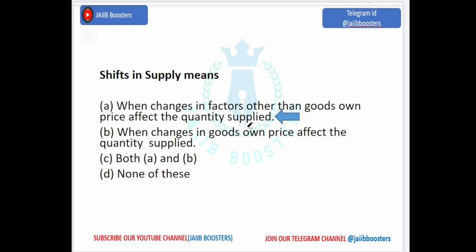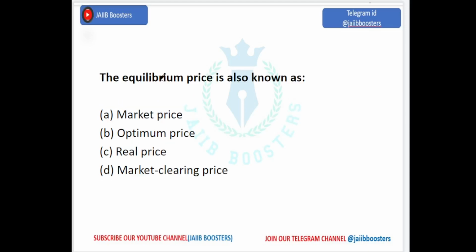The answer is when changes in factors other than the good's own price affect the quantity supplied. If we are supplying something, not only the good's price is the factor. There are so many. By changing those factors also there is a shift in supply, right? The equilibrium price is also known as market price, optimum price, real price, market clearing price. What is the answer? Market clearing price is also known as equilibrium price.